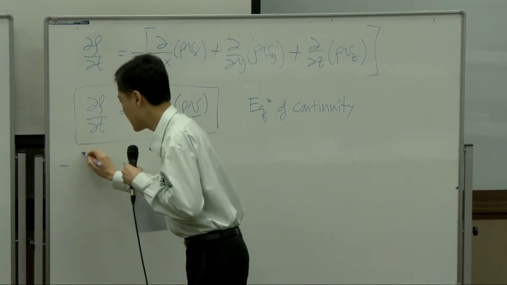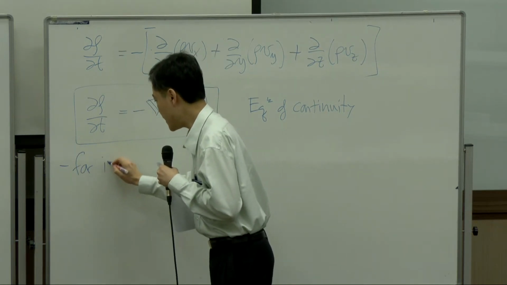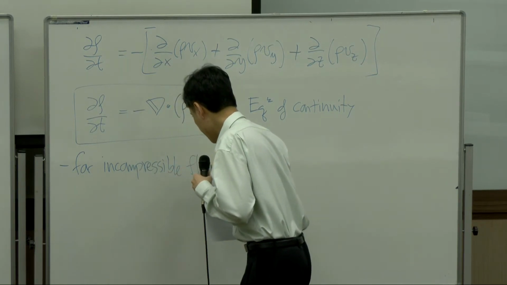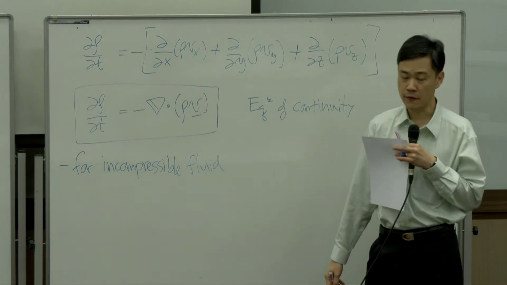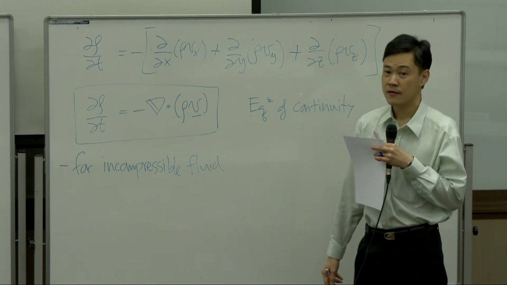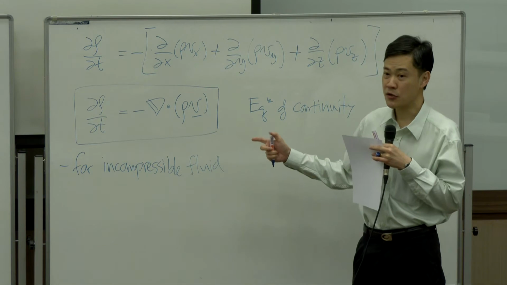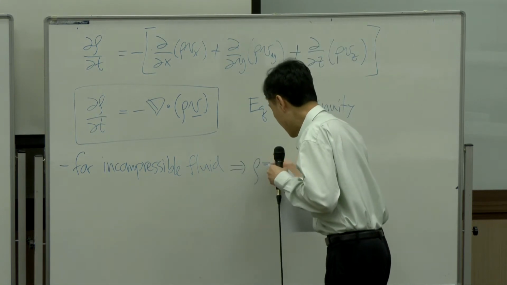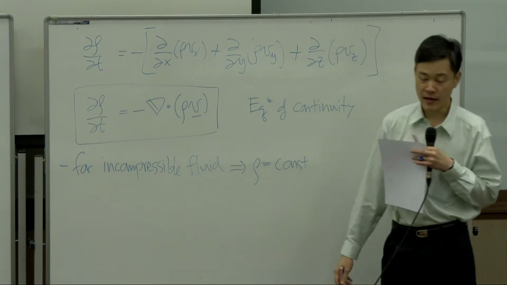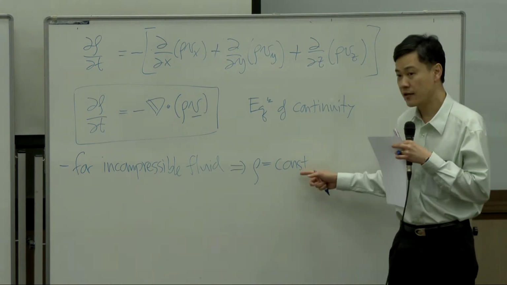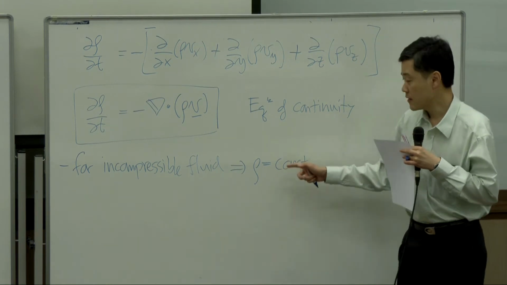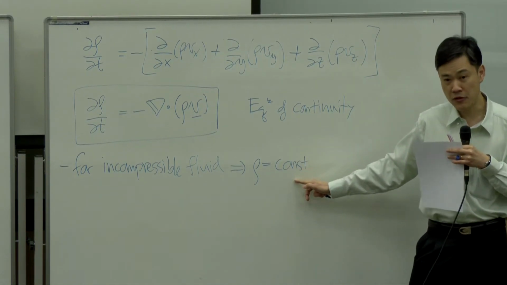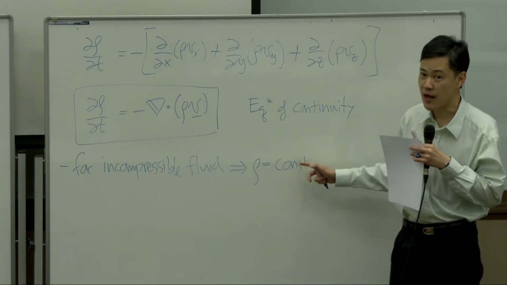For special case, if your fluid is incompressible, what does it mean, incompressible fluid? Doesn't matter what you do, the density will not change, right? So incompressible fluid means density is constant. And again, I would like to emphasize that the word constant in transport phenomena means a lot. It's constant with respect to time. It is also constant with respect to position. So that doesn't change with respect to time and position.